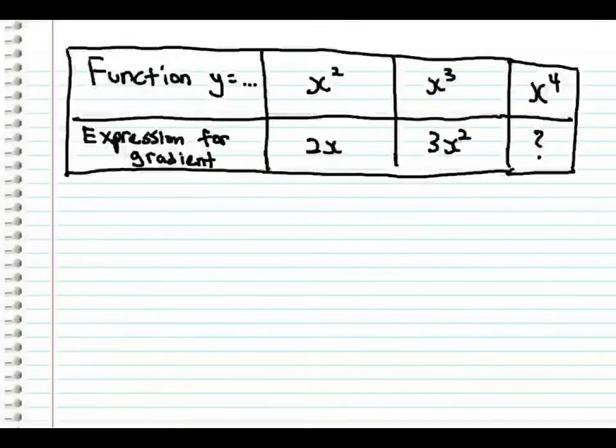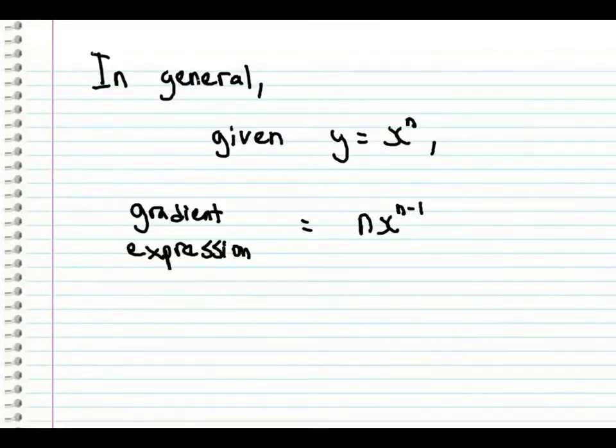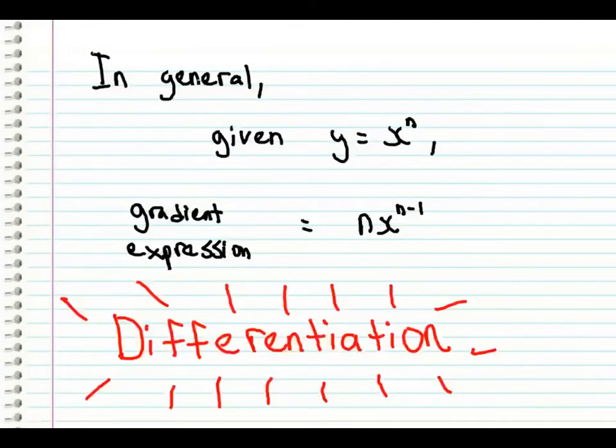This is what we have discovered so far. Study this table carefully. What do you think will be the expression for the gradient of the curve y equals x power 4? If your answer is 4x cubed, then you are right. Let us now generalize this. If you are given a curve y equals x power n, its gradient is simply n times x power n minus 1. This process of obtaining the gradient expression from a curve y is called differentiation.